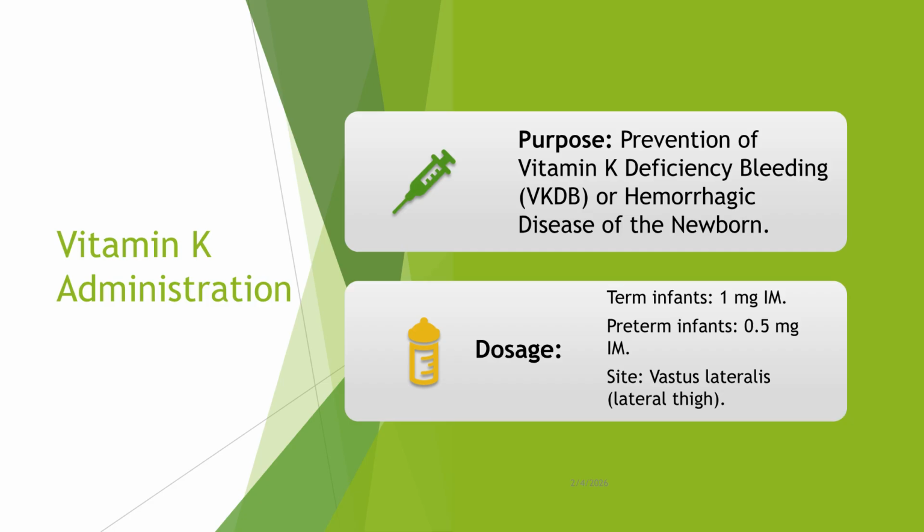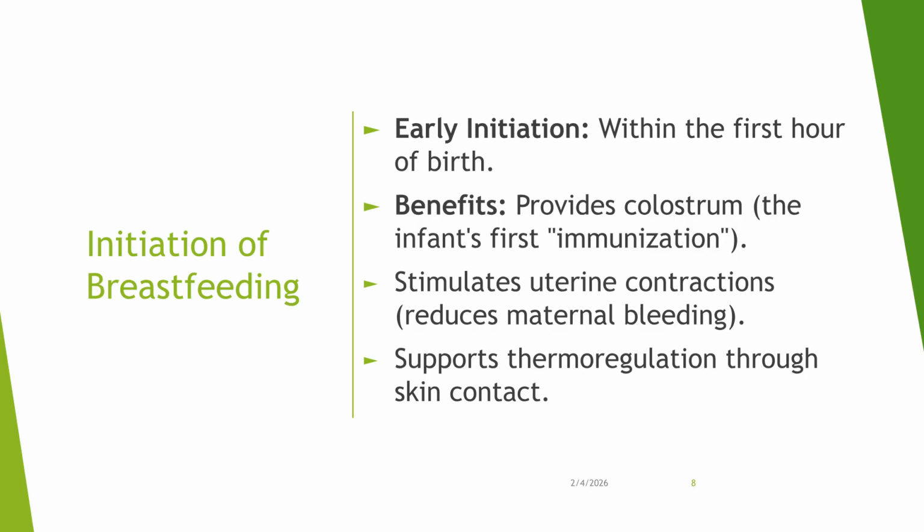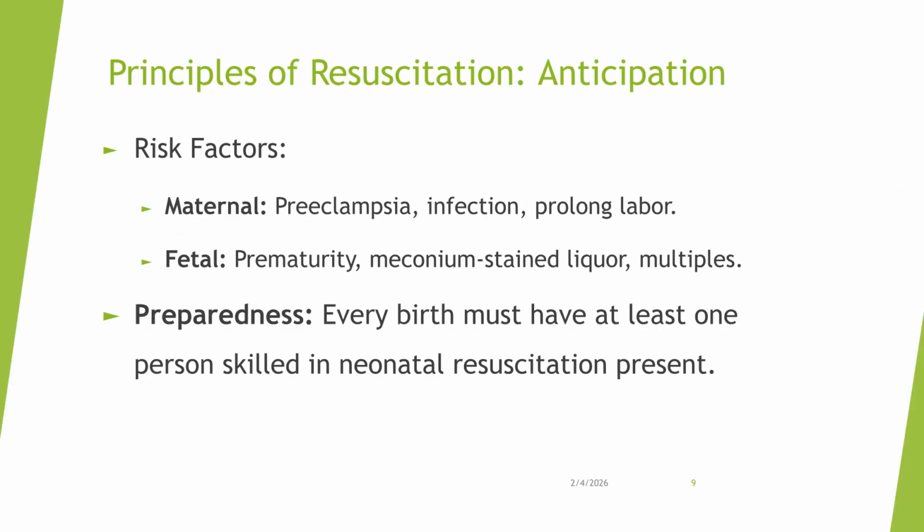neonatorum. Vitamin K is administered to prevent vitamin K deficiency bleeding. The dosage for term infants is 1 mg IM, and for preterm infants is 0.5 mg IM, administered in the vastus lateralis or lateral thigh. Early initiation of breastfeeding within the first hour of birth is important. Benefits include providing colostrum, stimulating uterine contractions to reduce maternal bleeding, and supporting thermoregulation through skin contact.